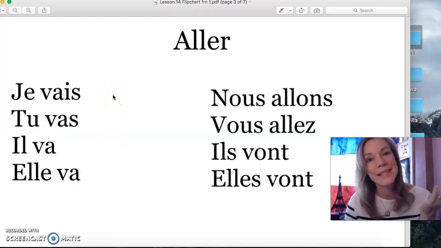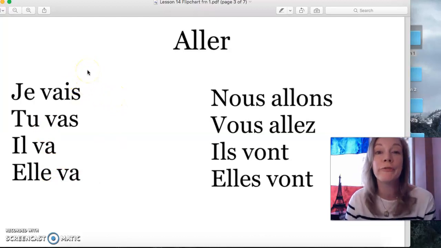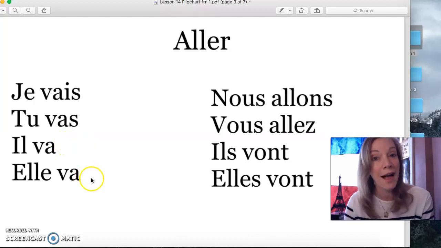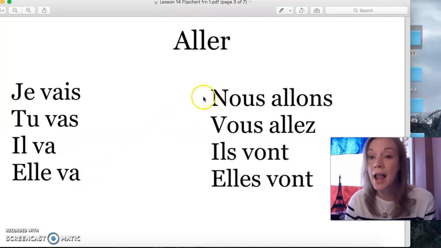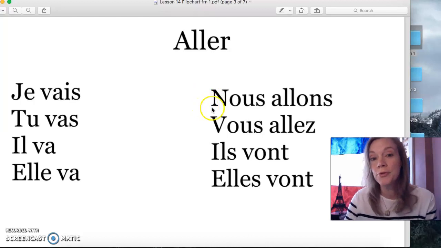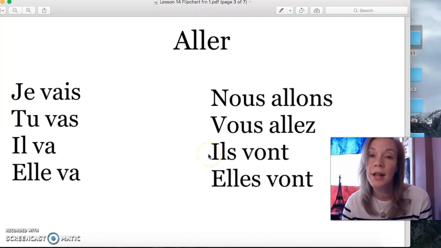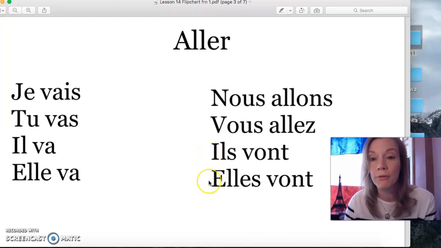Écoutez et répétez après moi. Je vais. Tu vas. Il va. Elle va. Nous allons. Vous allez, ils vont, elles vont.